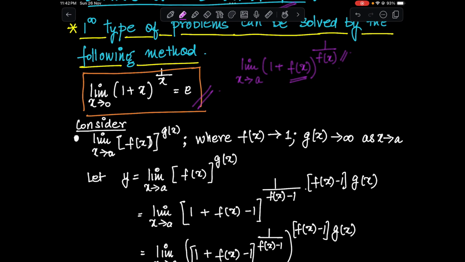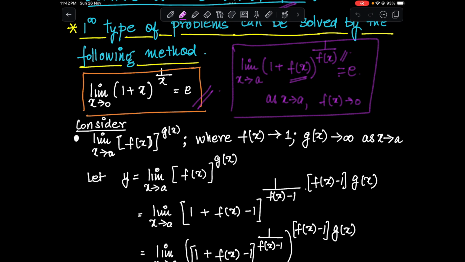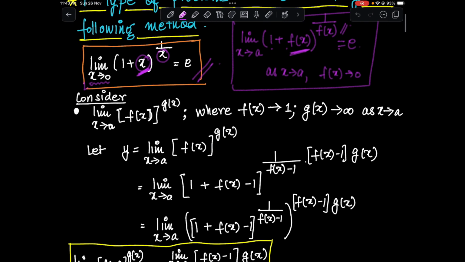Another condition, for it to have e as its limit, is that as x tends to a, your f of x should go to 0. In this condition, the value of the limit will always be e. So we should not limit our function to just x. In place of this, you can have any function, keeping in mind the power is the reciprocal of that, and you should have 1 plus. And here x can go to any point. With this, let us continue.